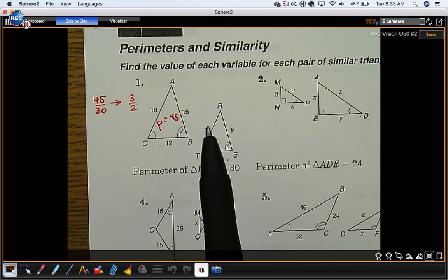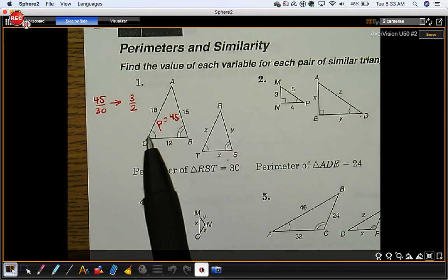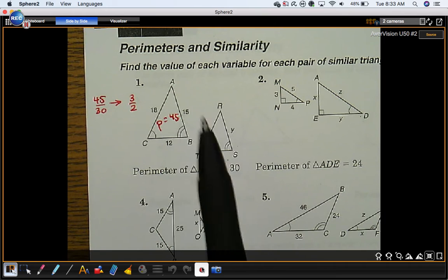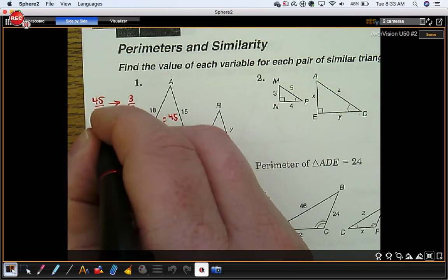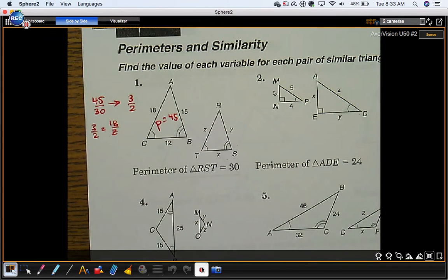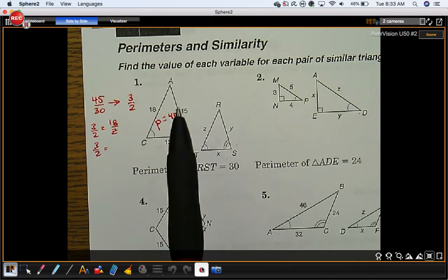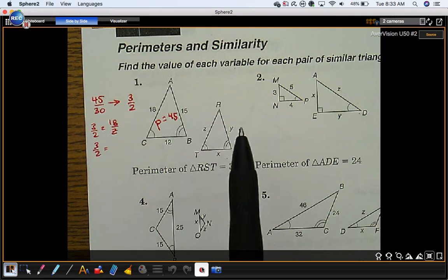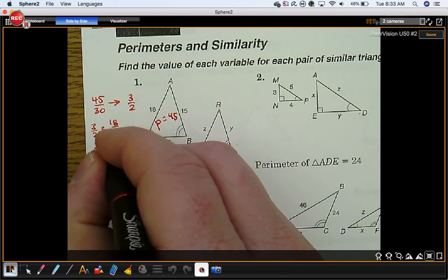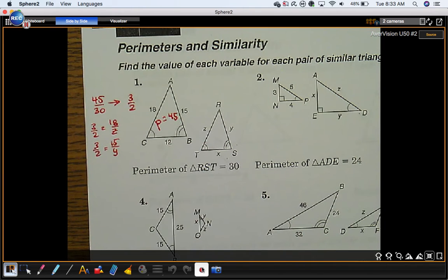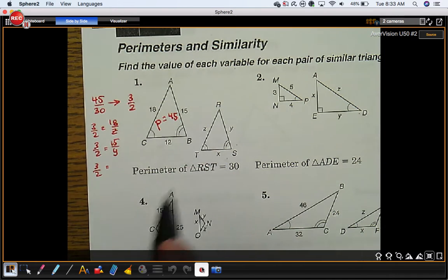This 18 goes with Z, not because they're both on the left side, but because they both touch a side that has an angle with one arc and an angle with no arcs. So 3/2 equals 18 to Z. 3/2 is also going to equal 15 compared with Y. Not because they're both on the right side, but because they touch an angle with no arcs and two arcs. So 3 to 2 would be the same thing as 12 to X as well.